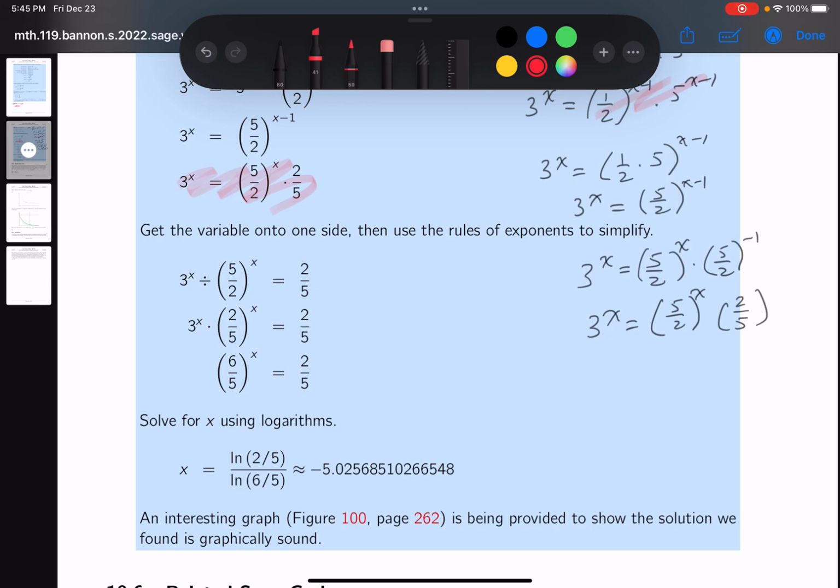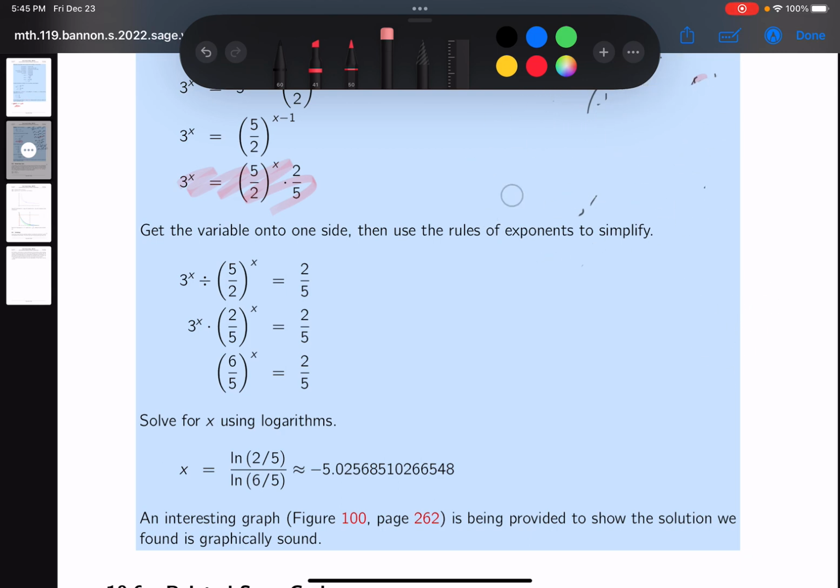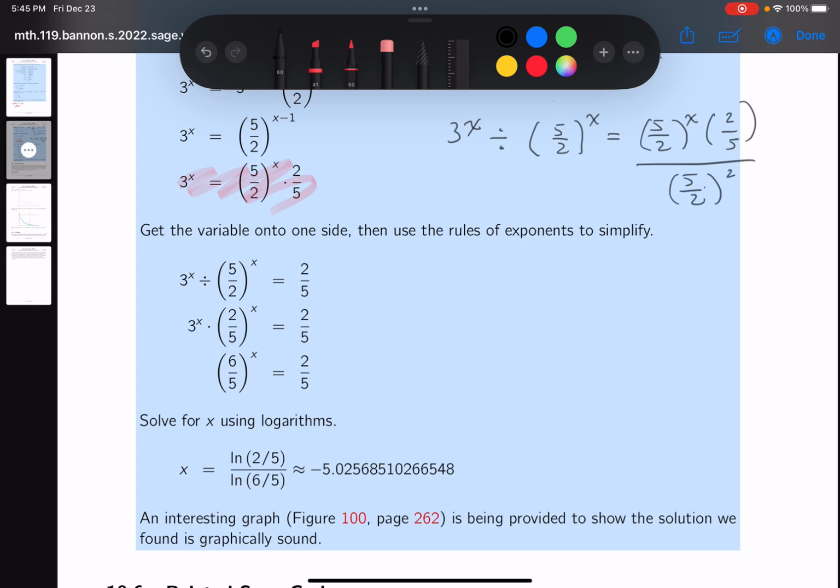The next thing I'd probably do is get the x on one side. It's on two different sides now. The way I would do that is divide both sides by 5/2 to the x power. And I'll write that down for you. So you get 3 to the x, and I'm dividing both sides by this. Dividing is the same thing as multiplying by the reciprocal. What's nice about this is that these things cancel off. And what do you get?